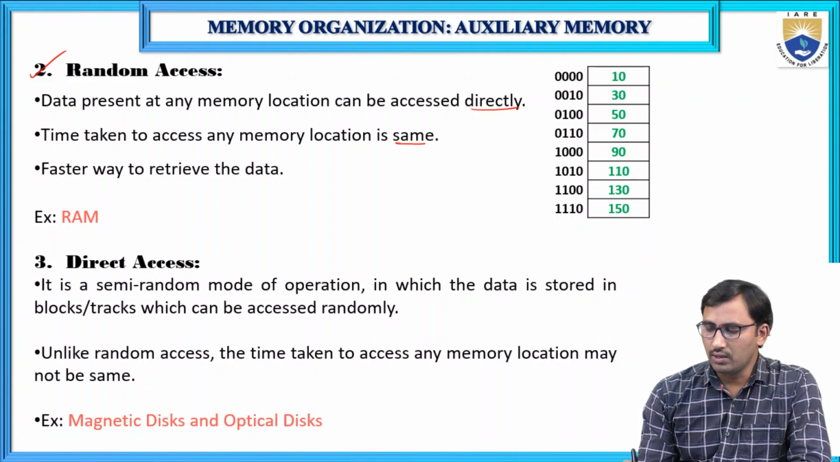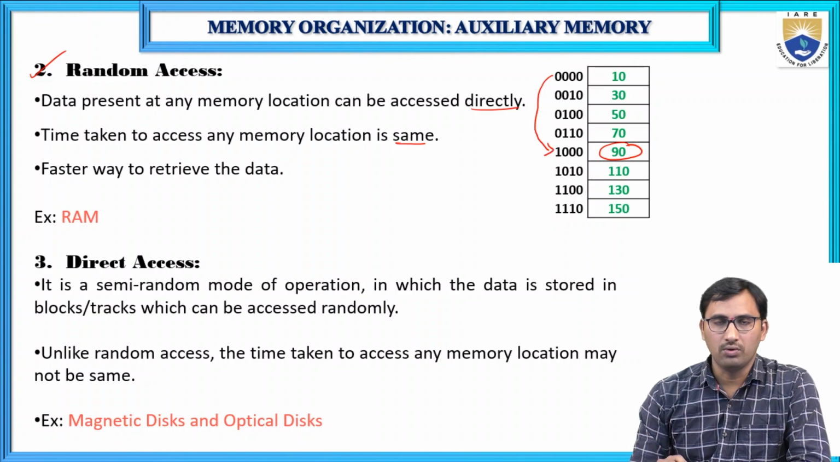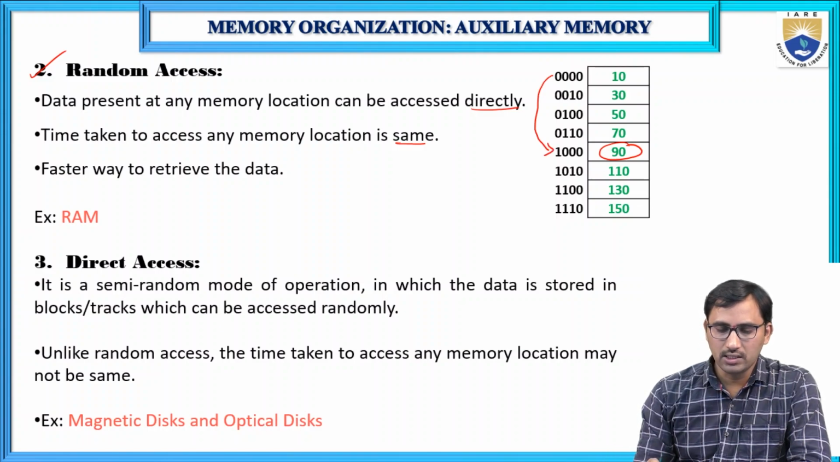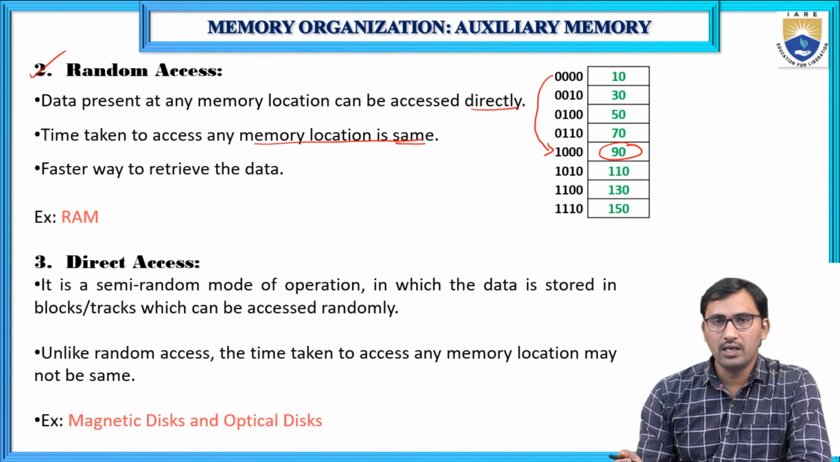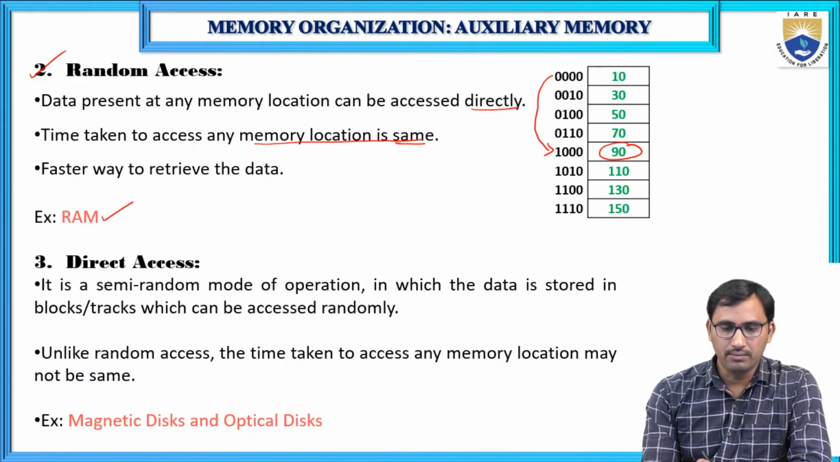Suppose I want 90. In random access, I can directly come from the starting address 0000 to the required address 1000. So in this random access, the time taken to access any memory location is the same, because we can directly go to the required memory location. That's why it is called random access. Randomly we can directly go to the desired memory location. An example is RAM. It is a faster way to retrieve the data.